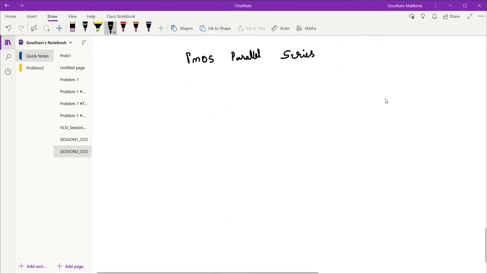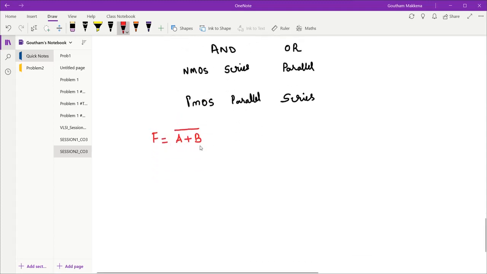Now let us draw the truth table of a NOR gate. So how will a NOR gate look like? This is the expression of NOR gate, right? Now, what is the operation that is happening here? This is nothing but an OR operation. So, in an OR operation, NMOS has to be in parallel and PMOS has to be in series.